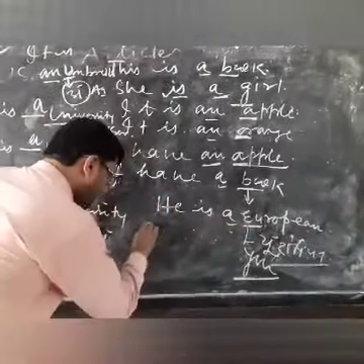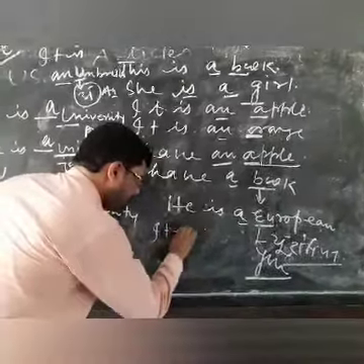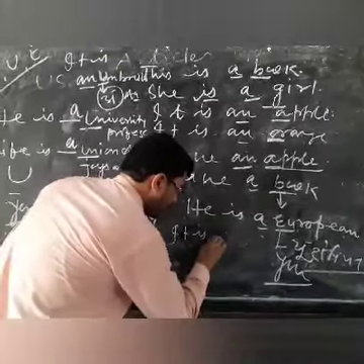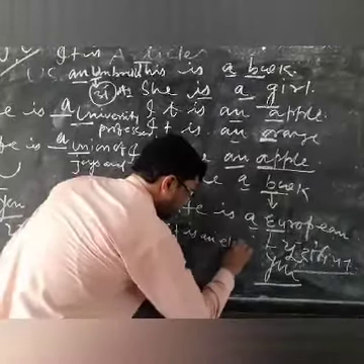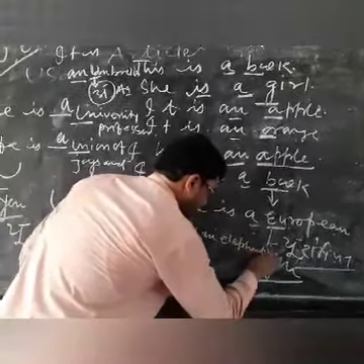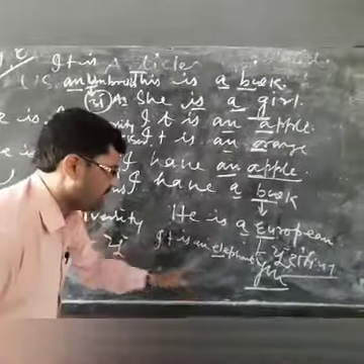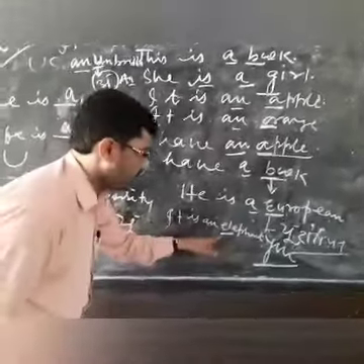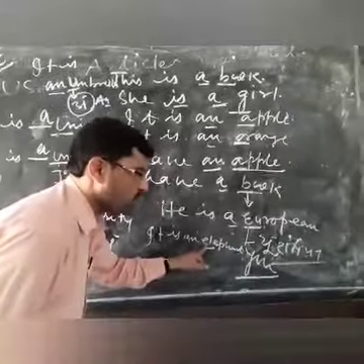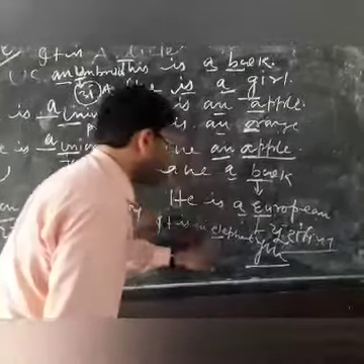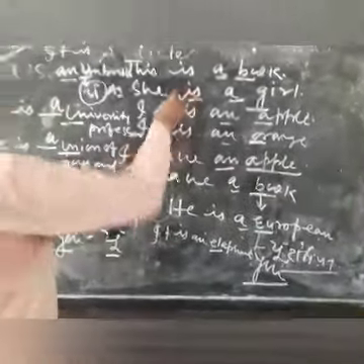Like that, it is an elephant. E is a vowel and it is pronounced as a vowel. It is an elephant. This is a vowel and this is also pronounced as a vowel. So it is clear.